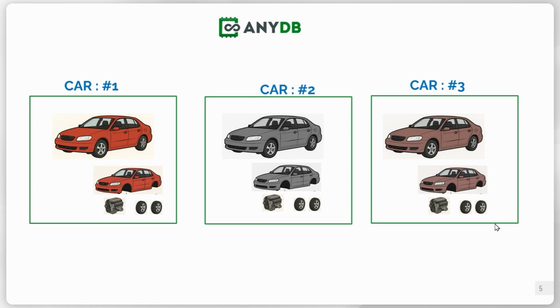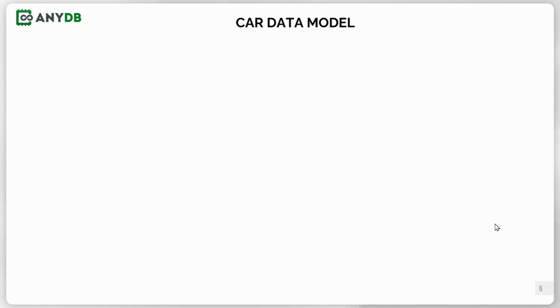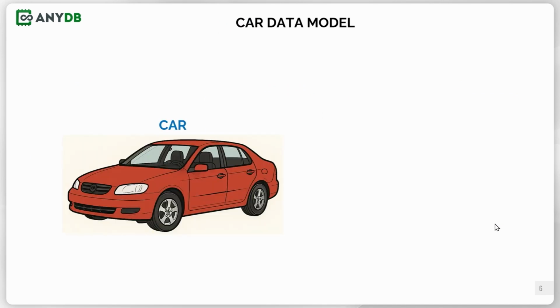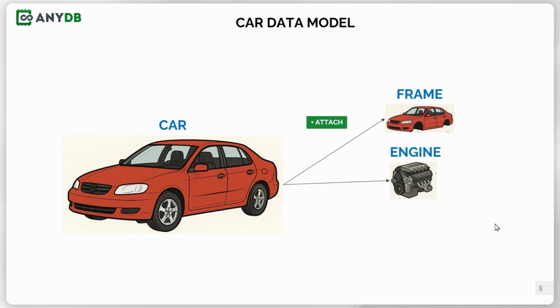So how does it work in AnyDB? Well, if you have a car in AnyDB, the way you would build it is you would have a car record, and then you would attach a frame object or a record to that particular car. And then you would go and attach an engine object or a record to the car object. And then you would do the same for all the wheels. This is how you would model things in AnyDB.